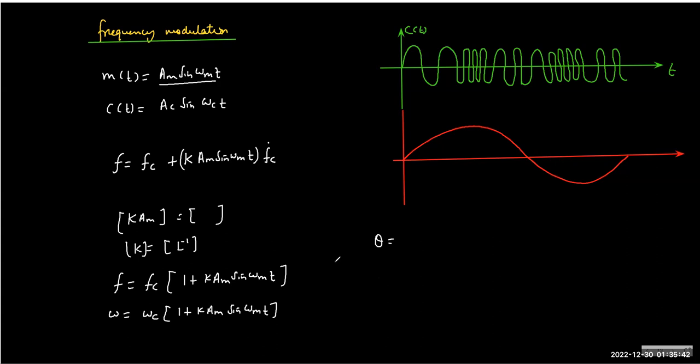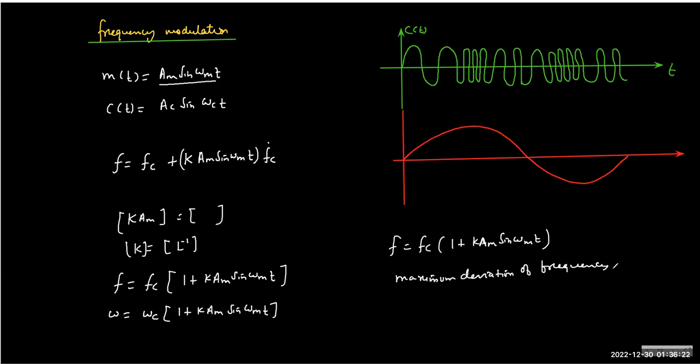Okay, there are many terms they use. So F equals FC into 1 plus KAM sine omega MT. If I would have taken cos, then things would have been better, but anyway, I'll do it later on. F equals FC 1 plus KM. So we define something called maximum deviation of frequency, and we represent it by the symbol del or delta, a small delta.